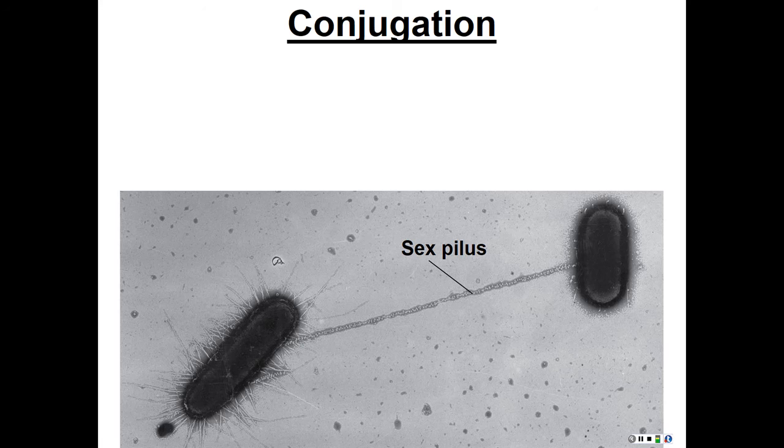So here is a sex pilus forming. One of these cells will be creating this sex pilus and joining up to the other cell so that it can actually send a piece of DNA, usually from, for example, a plasmid through, or it could even send a whole plasmid through and insert it into the other cell. So another way we can get a recombinant prokaryote made.